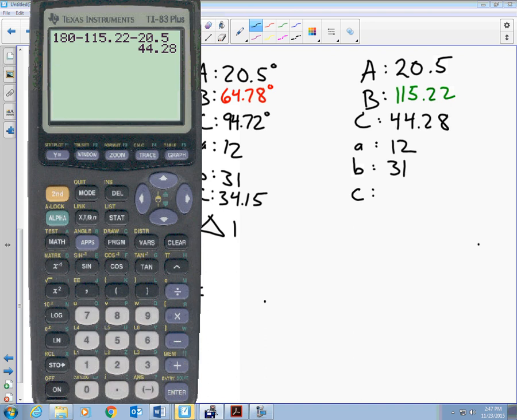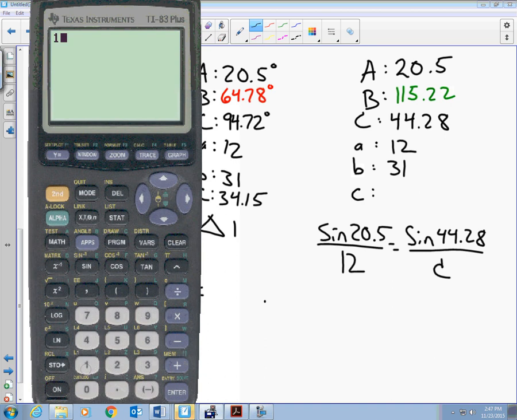Can you then find side C? Set up the law of sines. Sine of 20.5 over what? 12 equals the sine of what? 44.28 over C. We solve that. 12 sine of 44.28 divided by sine of 20.5. And we get 23.92. That's triangle 2.